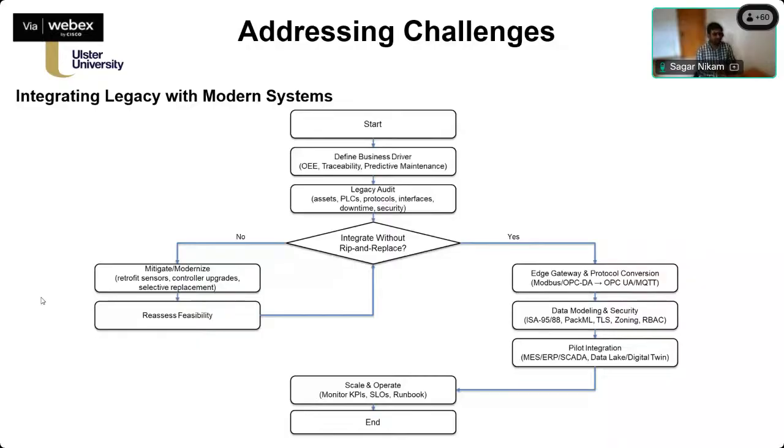If the decision is yes, then we can go ahead with modern edge gateways and protocol conversions, where the bridge handles Modbus or different protocols, and cloud computing aspects can be taken into consideration. We can also go forward with data modeling and security, and the pilot integration. So what I want to say in short is: start with the business driver, assess the legacy landscape, choose whether we want to retrofit or replace, use gateways and standardized data models for a pilot, and then scale with security and observability baked in.